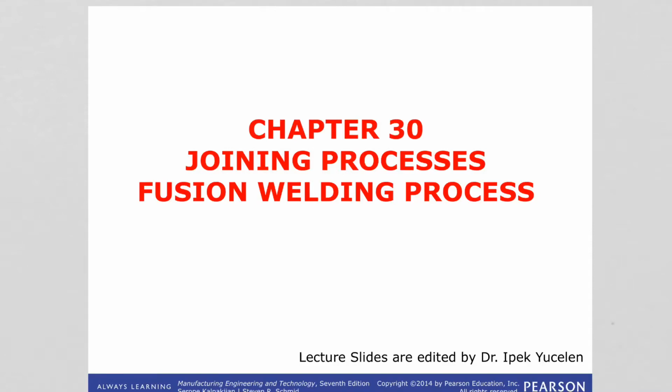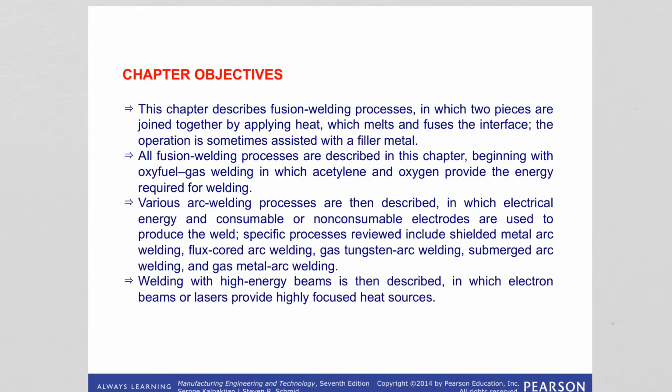We're going to take a look at joining processes, and we're going to start with fusion welding processes. In this chapter, we're going to learn about fusion welding. It means that two pieces are joined together by heat, which melts and fuses the interface. This sometimes uses a filler metal.